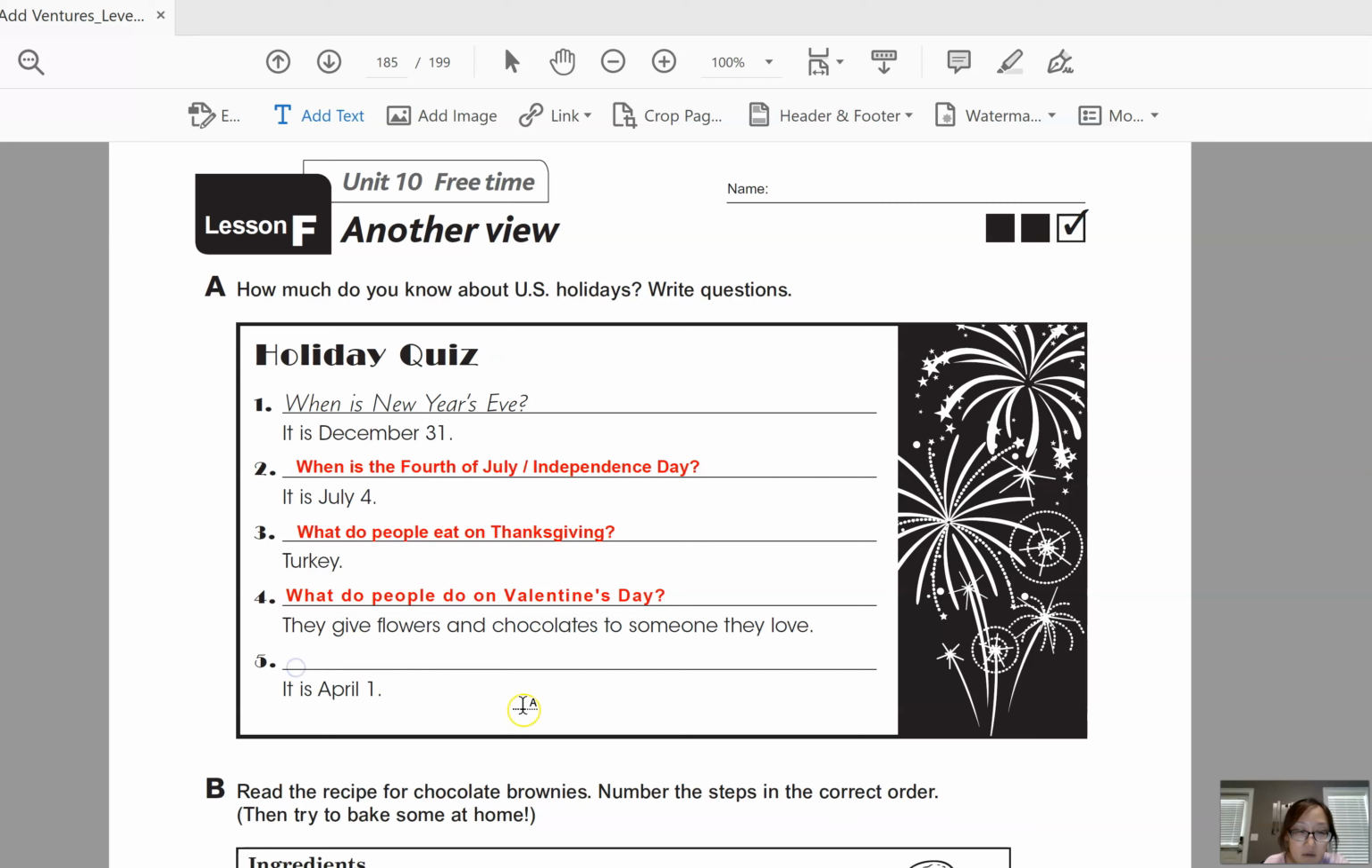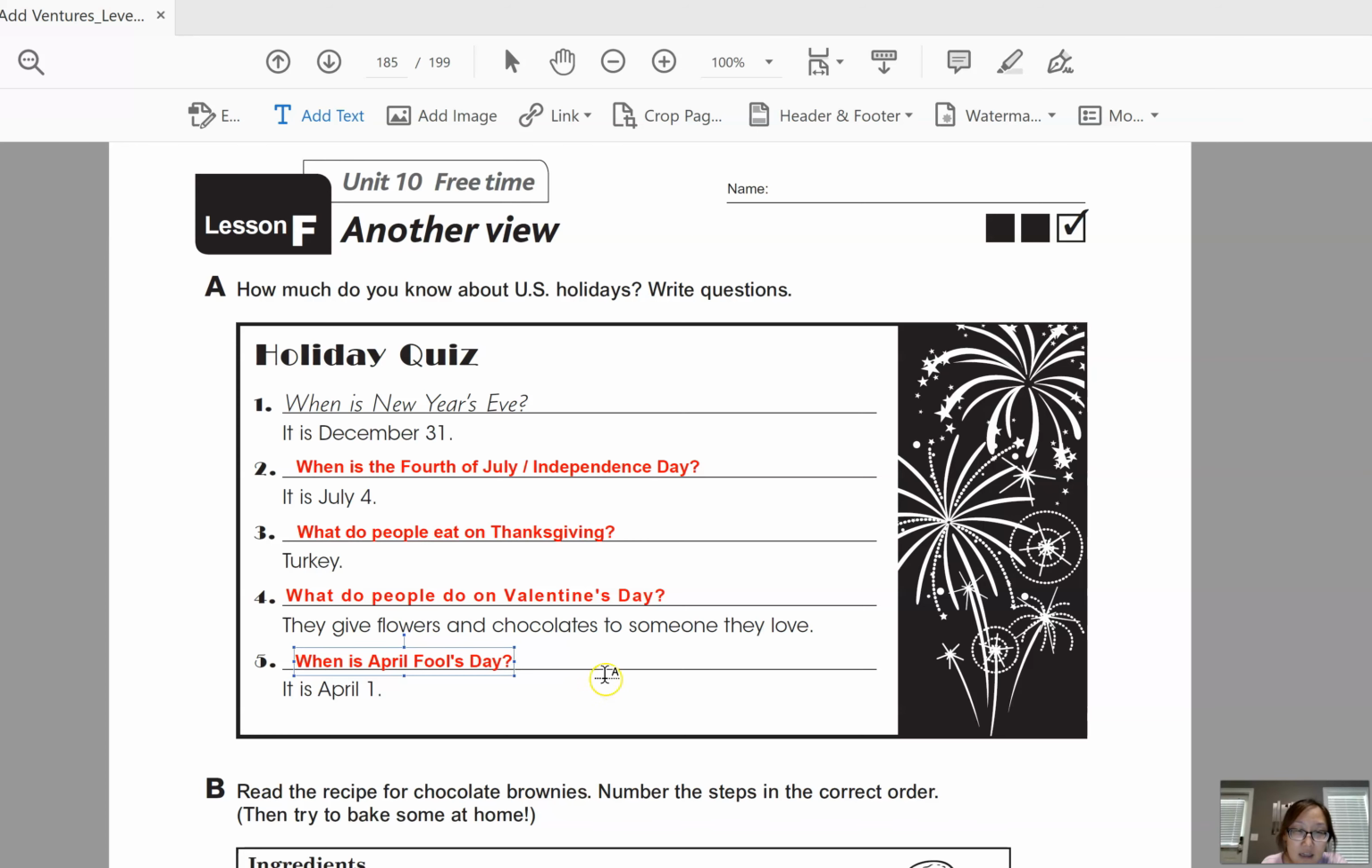And then finally, number 5, it is April 1st. So we can ask, when is April Fool's Day? When is April Fool's Day? Okay. Unfortunately, this year, not many people observed or celebrated April Fool's Day because, as you know, these days, because of the coronavirus, the mood is very solemn, very serious. So since April Fool's Day is silly, most people didn't really celebrate it.